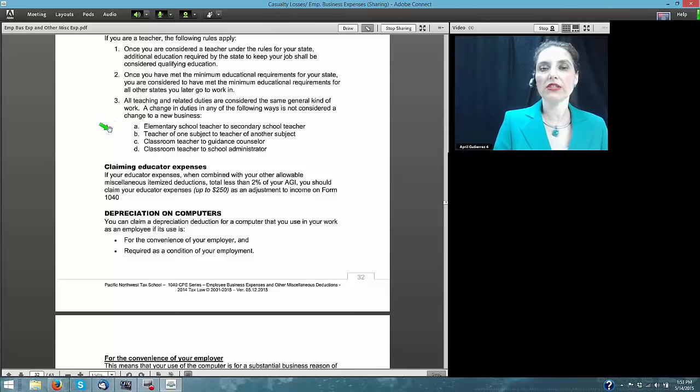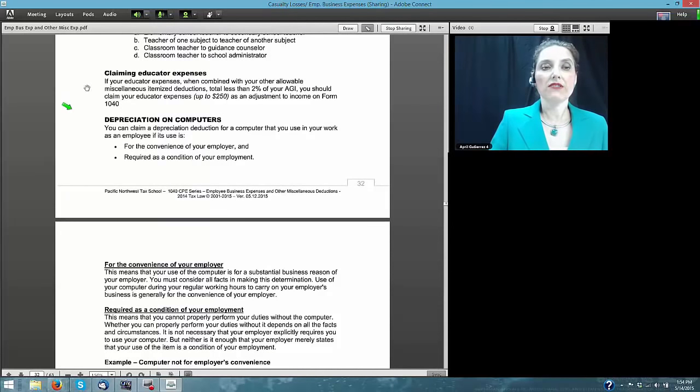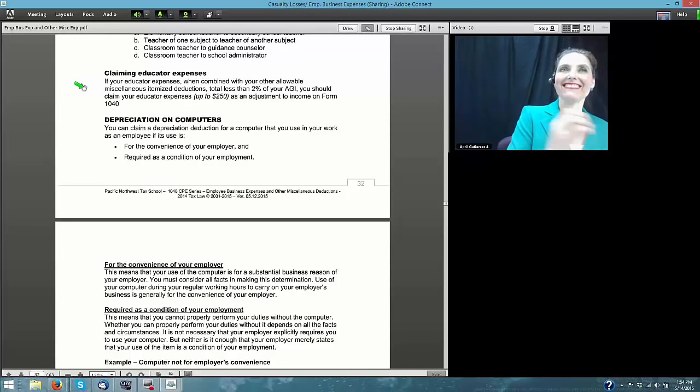Teacher of one subject to teacher of another subject is allowed. Classroom teacher to guidance counselor or classroom teacher to school administrator are also allowed. And there's a huge difference between being a classroom teacher and running an entire school district, but it's considered to be the same profession. If you claim your educator expenses, you're going to enter them either directly on Schedule A or Form 2106 if it's otherwise required. You're going to multiply your AGI by 2% and subtract that 2% from the cost of your education.